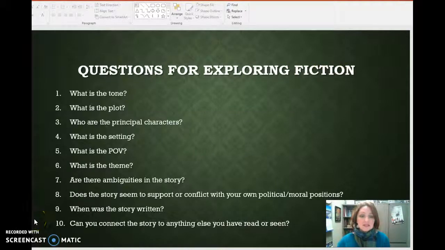And then finally, some of these questions on this slide can help you start to think about how you want to analyze pieces of fiction. And these are questions that you can always come back to that will work with any type of fiction that you're reading. So tone, plot, main characters, the setting, the point of view, the themes. Are there ambiguities? Are there things that are left out? Does it conflict with your own position politically, morally? When was the piece written? Is that important? If so, how?